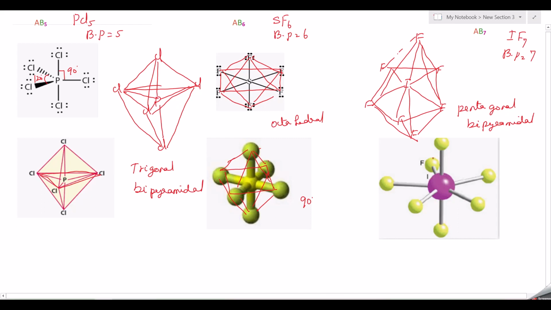So this one, this and this and this, all five will be in one plane. And this fluorine will be at the top and this fluorine will be at the bottom, making a pyramid at the top and the bottom. So you are getting a pentagonal bipyramidal shape.